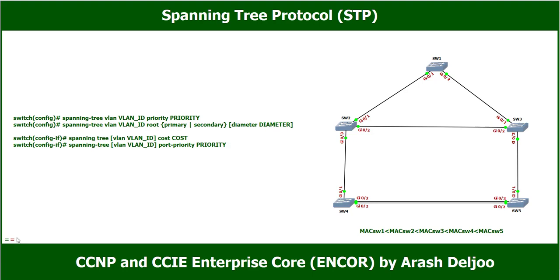One best practice scenario is that in switch 1 we configure the bridge priority as 0, and for switch 2 as the secondary root bridge, we configure the priority as 4096. For other switches we can configure the priority as, for example, 61440, because we don't want them to become the root bridge, or any other values. This is desirable, but if you want you can use these values.